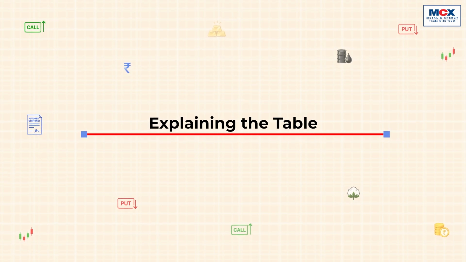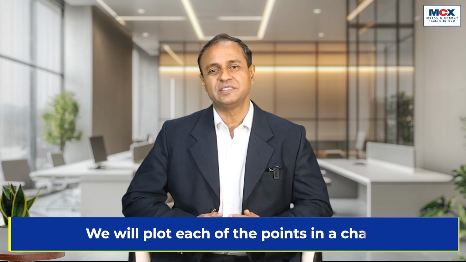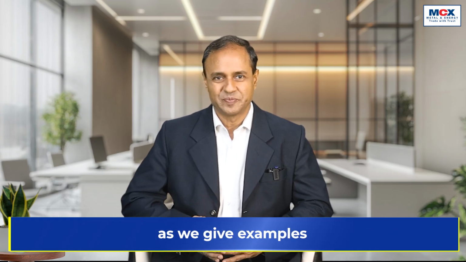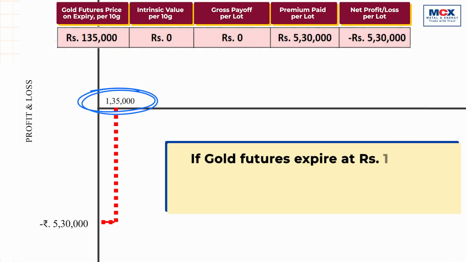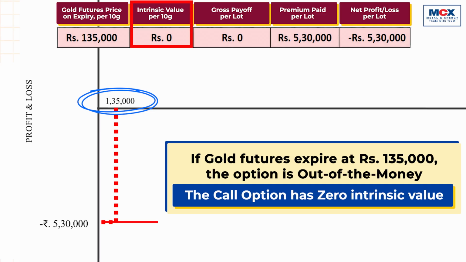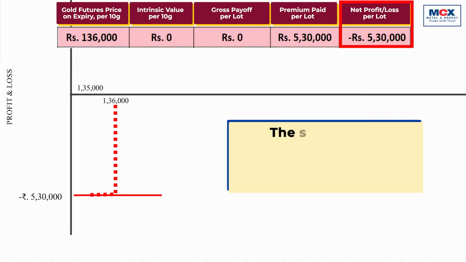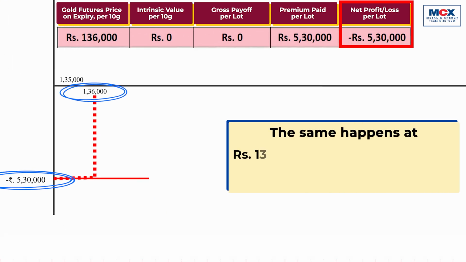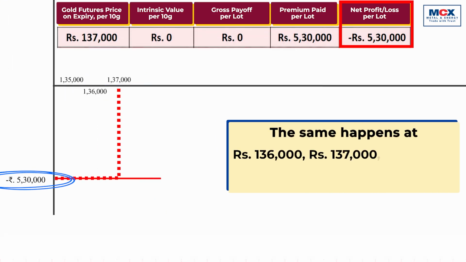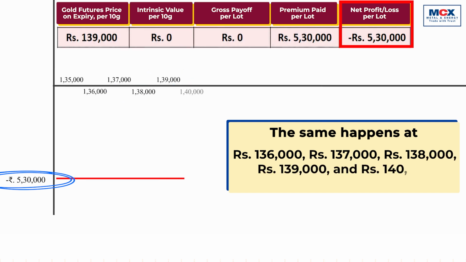Explaining the table. Let us now understand the table. We will plot each of the points in a chart as we give examples. If gold futures expire at Rs 1,35,000, the option is out of the money. The call option has zero intrinsic value. So the trader loses the entire premium of Rs 5,30,000 per lot. The same happens at Rs 1,36,000, Rs 1,37,000, Rs 1,38,000, Rs 1,39,000 and Rs 1,40,000.